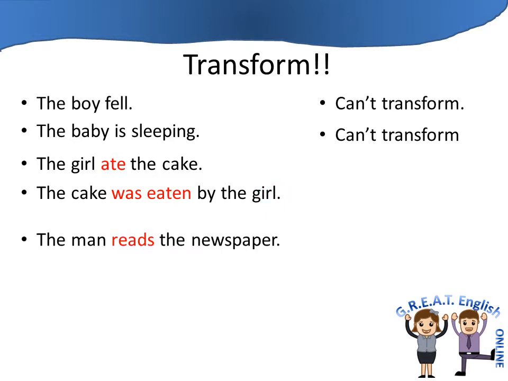The man reads the newspaper. The newspaper is read by the man. So our patient becomes our subject, is read, and then our agent is introduced in a by phrase, by the man.